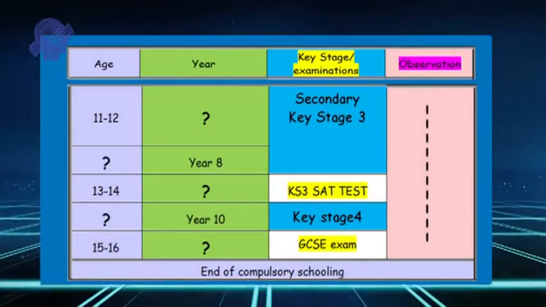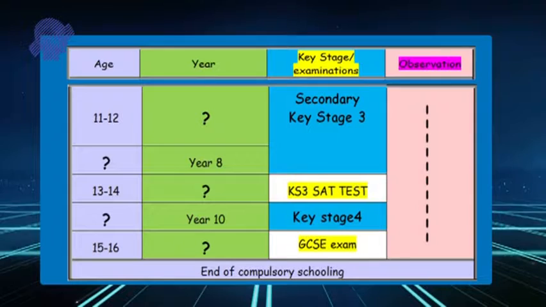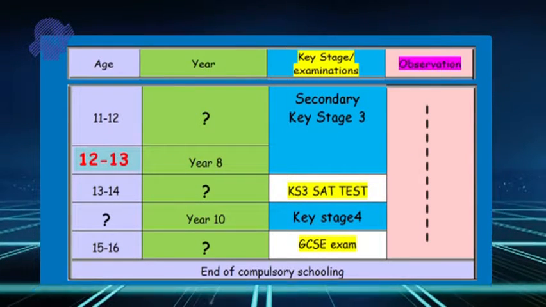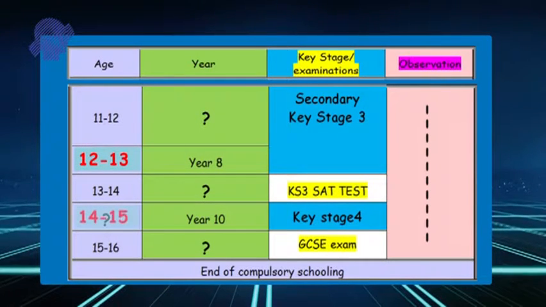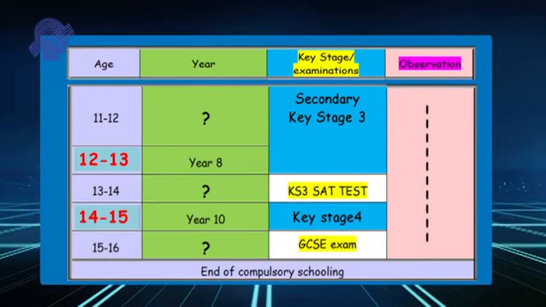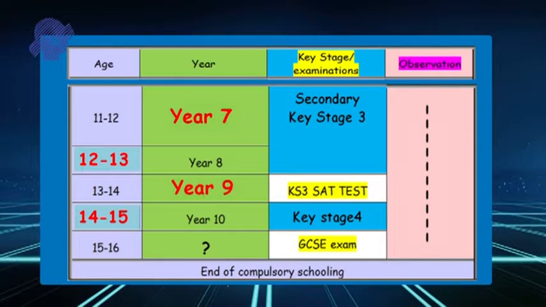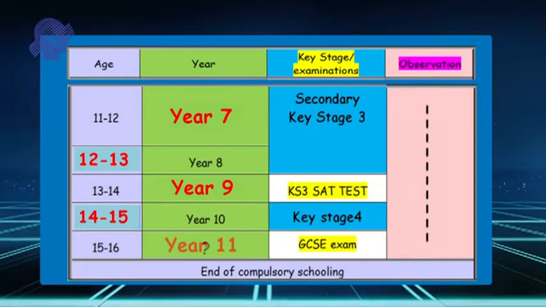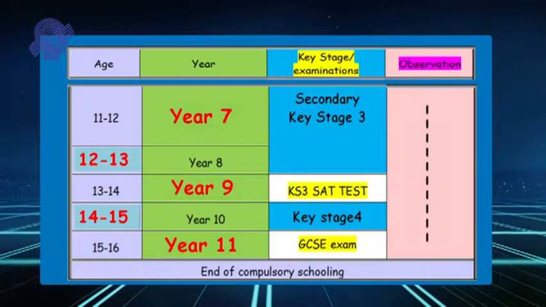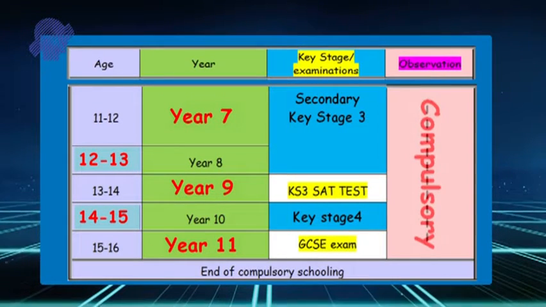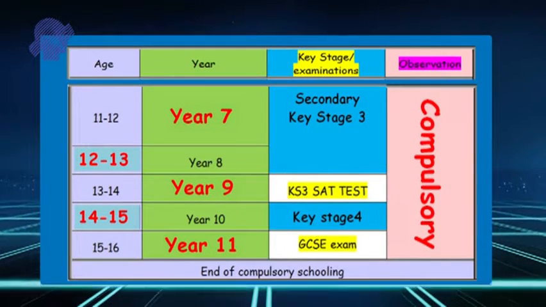And here is the complete second part of the diagram. So age, 12, 13, 14, 15. Now for the year, you have year 7, year 9, and finally year 11. For the observation, it is compulsory. Okay? Well, yes, now we're done with the primary school and the secondary school. Let's move now to a more detailed description.